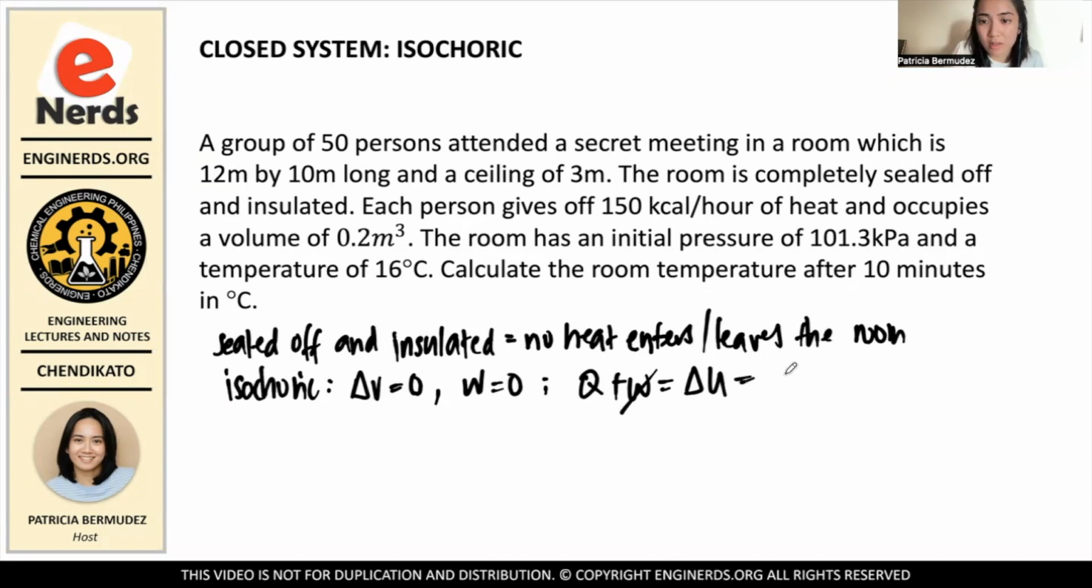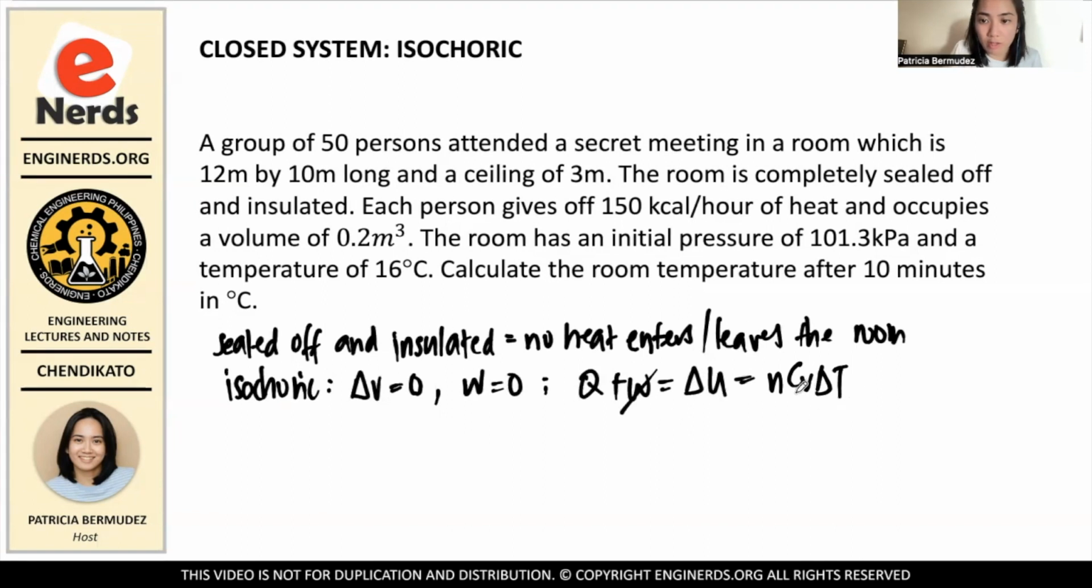So what is the formula for delta U? It is n Cv delta T. And it makes sense because the heat is measured at constant volume. And in this problem, the volume of the room remains the same. So the volume is constant. So the heat then becomes n Cv delta T.